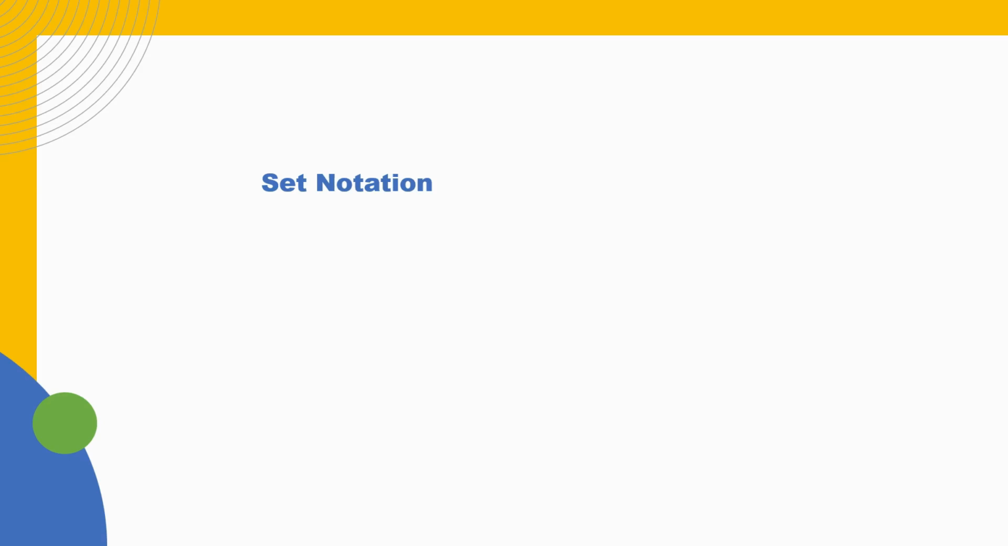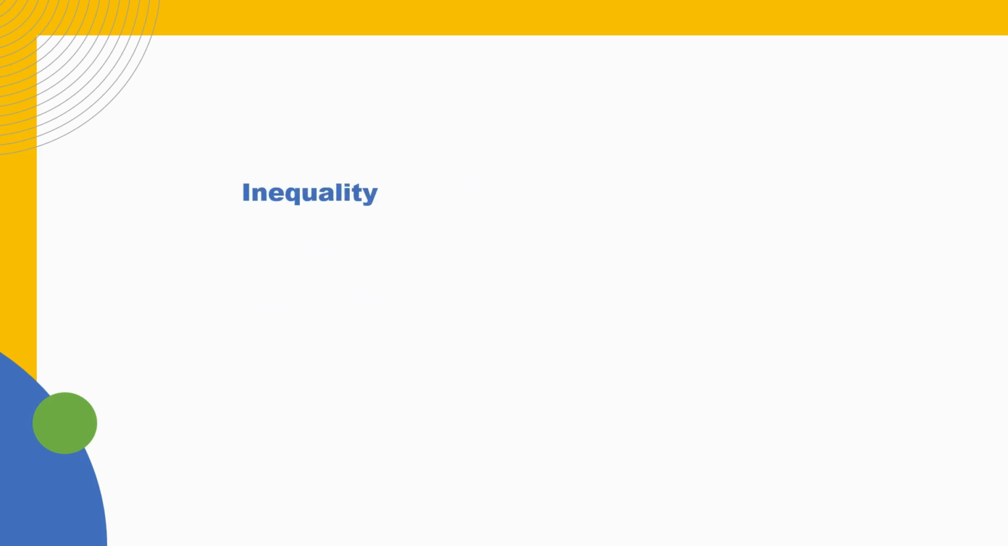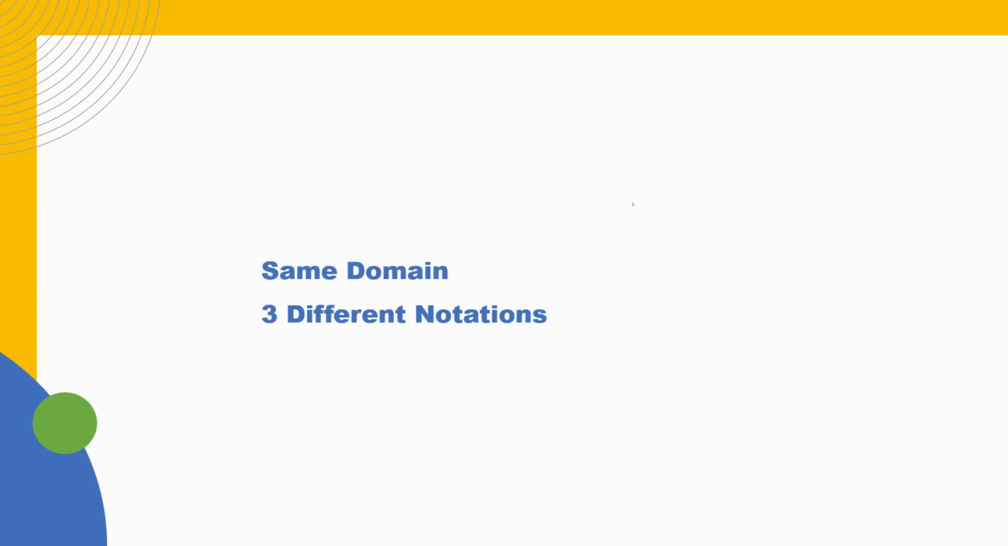This is set notation. It is read as all x such that x is not equal to 0. This is interval notation. Round brackets mean not included and square brackets mean included. This is inequality form, simple and direct. Different styles but same meaning.